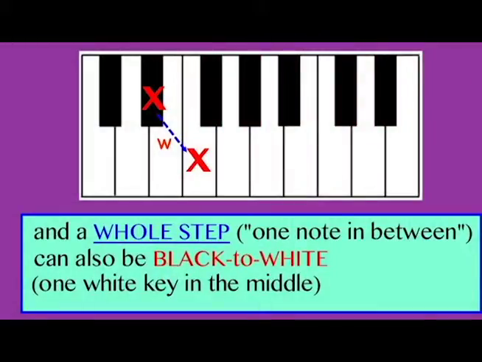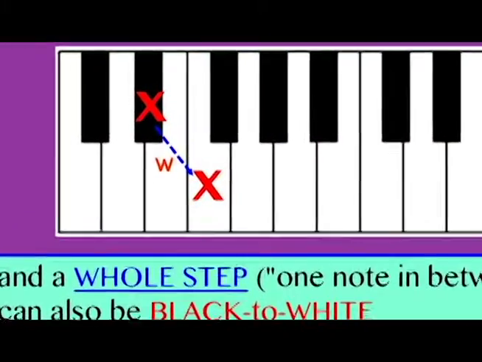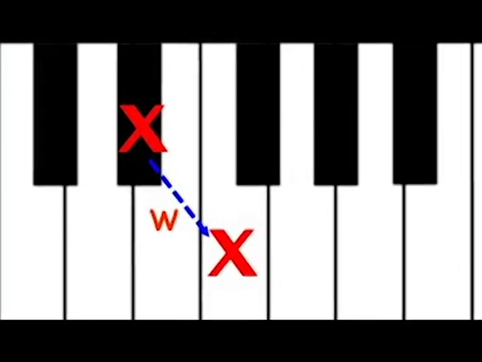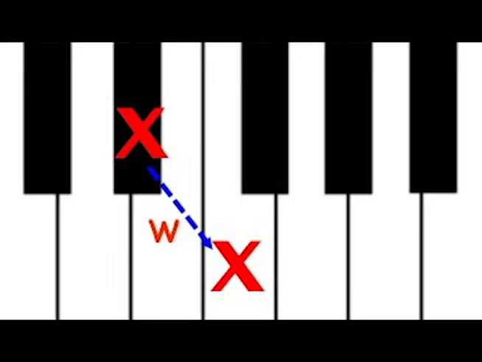Okay. Oh, this is where it gets kind of hard. You can have a whole step that goes from what color? A black to a white, because it has just one white key in the middle. Can you find a whole step that has a black key and a white key like that?